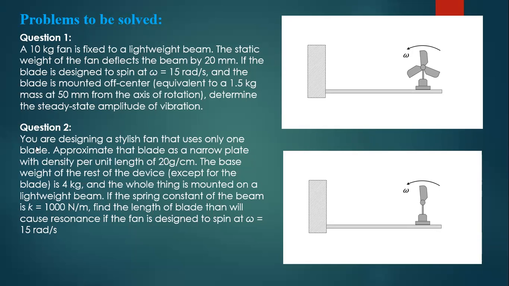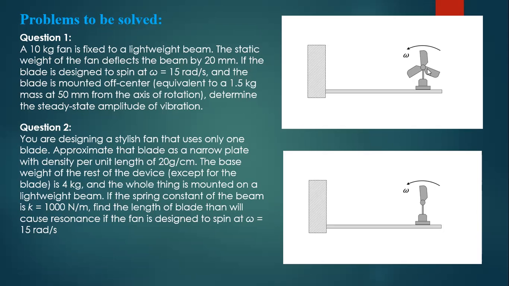The first one: a 10 kilogram fan is fixed on a lightweight beam. The static weight of the fan deflects the beam by 20 millimeters. The blade is designed to spin at omega equal to 15 rad per second, and it is mounted off center, equivalent to a 1.5 kg mass at 50 millimeter eccentricity from the axis of rotation. Determine the steady state amplitude of vibration. So this question asks us to find the steady state amplitude X.